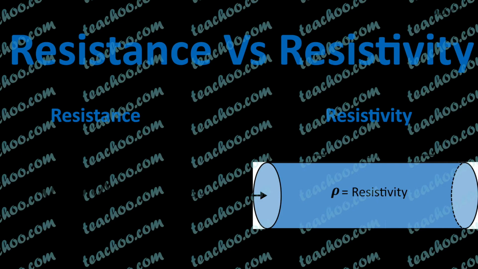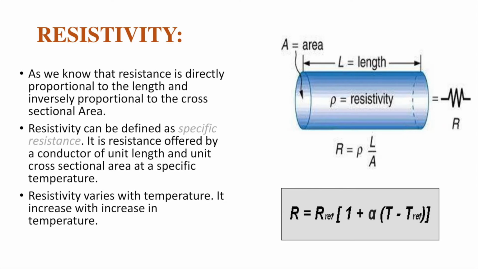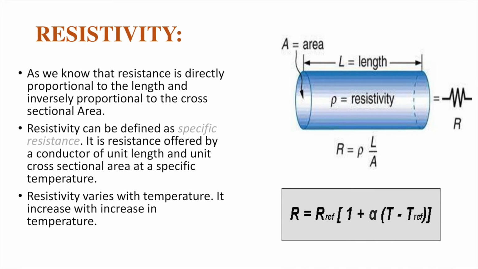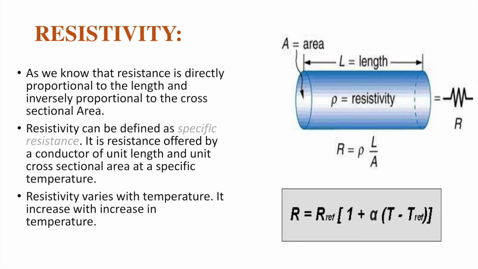Resistivity. This is our next topic. So what is resistivity? Resistivity is basically the characteristic property of a material by which it resists the amount of current flowing through it. So what is the SI unit of resistivity? It is ohm meter. What is its formula? It is R equals rho L by A.